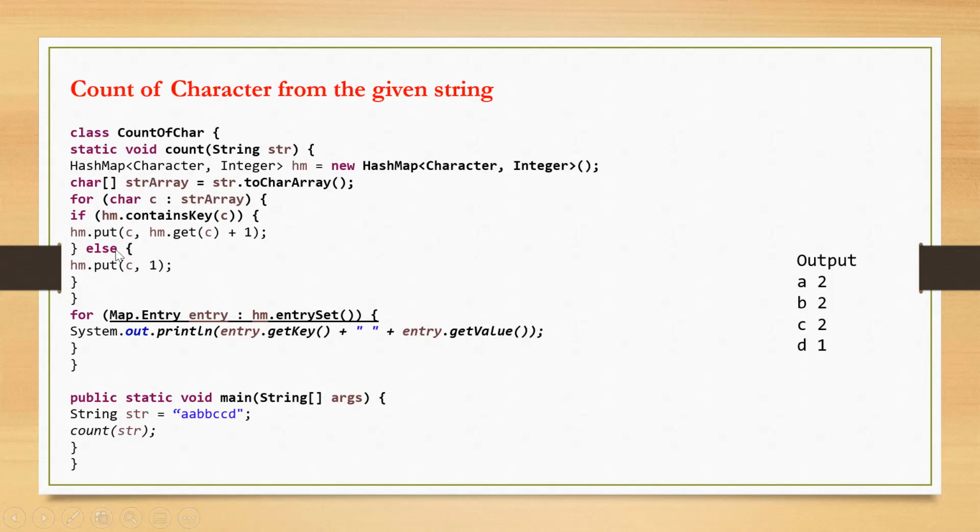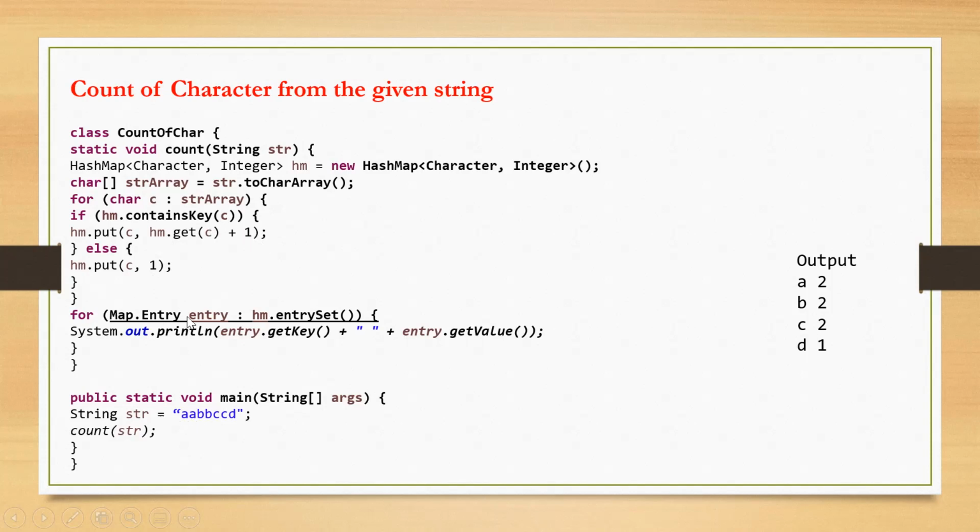If it is not containing that character, then just put the count as 1. Like d is there, which is not repeated, so the count of d will be 1. If a is there with multiple occurrences, it will increase the count by 1.